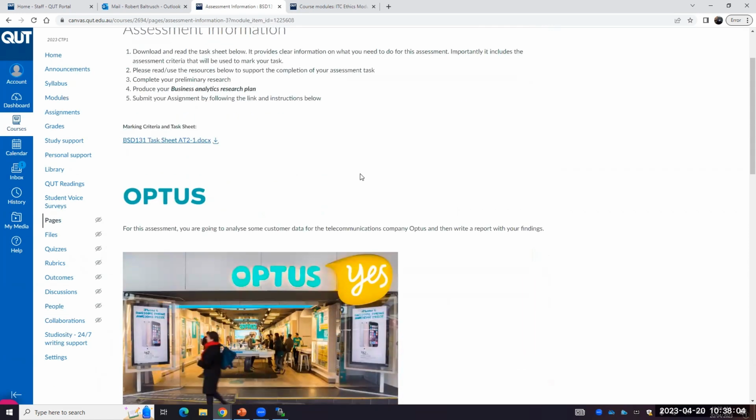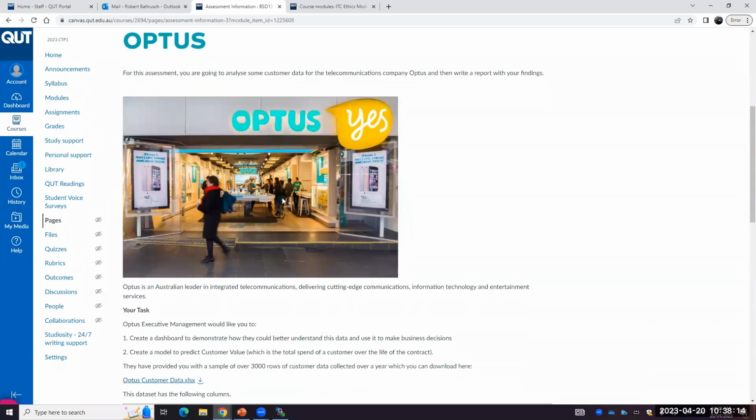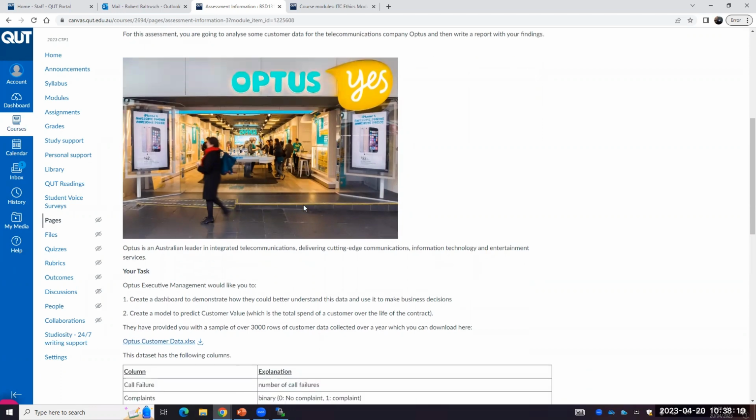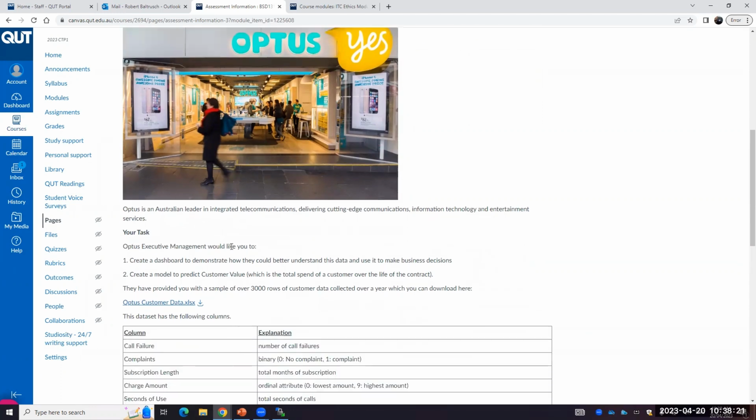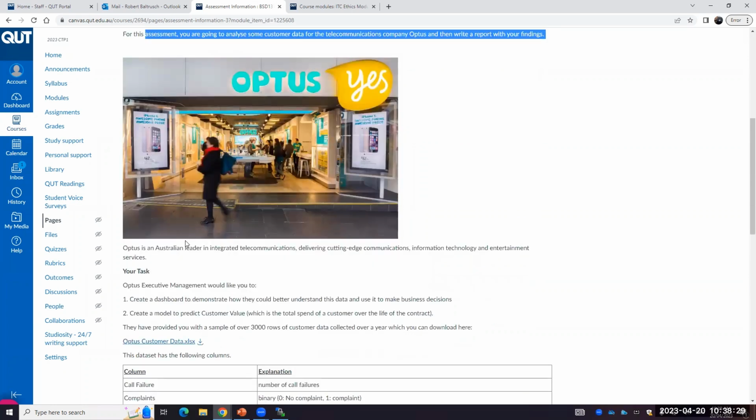Okay, and I just want to take you through a discussion of this part. So this case study is based upon Optus, the telecommunications company, and what you're asked to do is write a report for executive management, and so I'll just read through this. It says, for this assessment, you're going to analyze some customer data for the telecommunications company Optus, and then write a report with your findings.